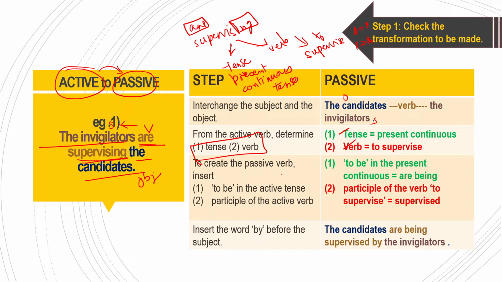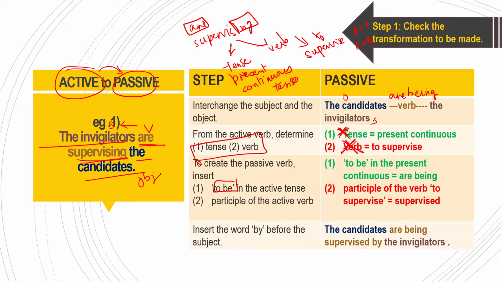Once you're done with that, you need to make the new verb of the passive sentence. To do that, you need to insert to be in the active tense. You pulled out this tense, present continuous. You need to put the verb to be in that tense. So to be in the present continuous: are being, right? And then you took out the verb, right? You got the verb to supervise.